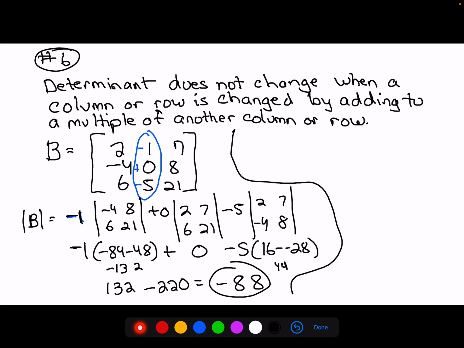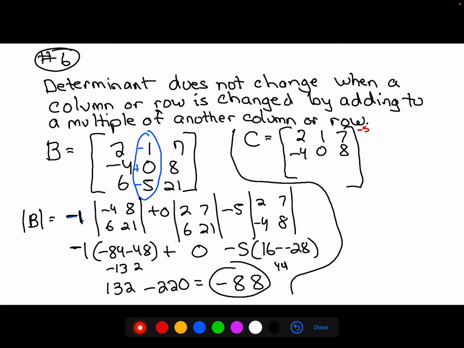Now, what if I decide to take that same matrix and do a new one? Let's say I call it C, where the first row is the same, second row is the same. But how about we take the first row times negative 5 and add that to the third row.